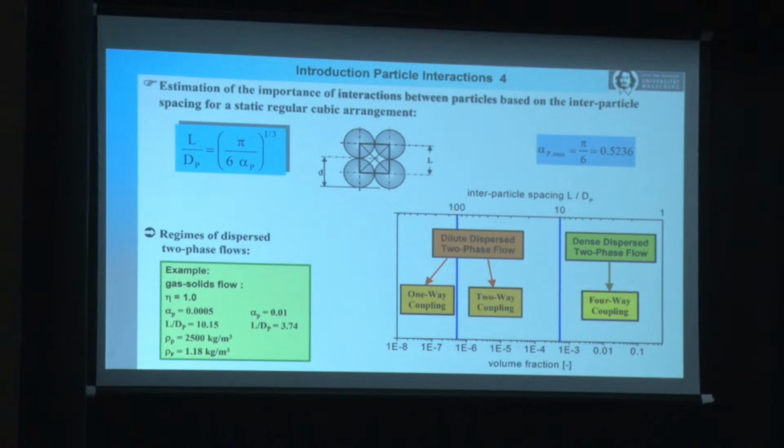So I showed this picture already on Monday, just to repeat it. You can use the interparticle spacing and the volume fraction, of course, to distinguish between the different approaches: one-way coupled, two-way coupled, and four-way coupled, which occurs in the dense region. So here the interparticle spacing is less than 10. This is, of course, a static picture. You still need a relative velocity to get collisions, but this gives you an idea when you have to account for interparticle collisions or interactions between the particles.